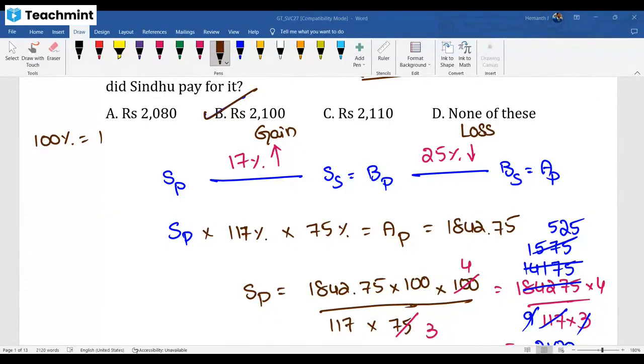When it is a 10% increase, I have to write 110. That's the basic in profit and loss. To avoid formulas, you can always follow that logic. When there is 20% profit, you have to write SP equal to 120% of CP. 10% loss means SP equal to 90% of CP.